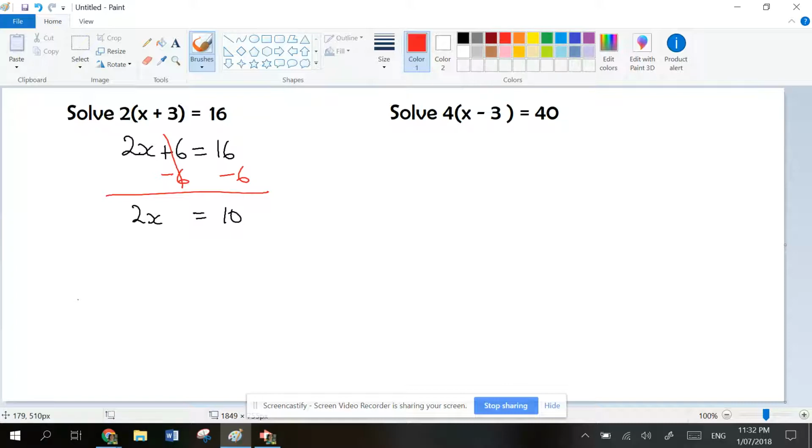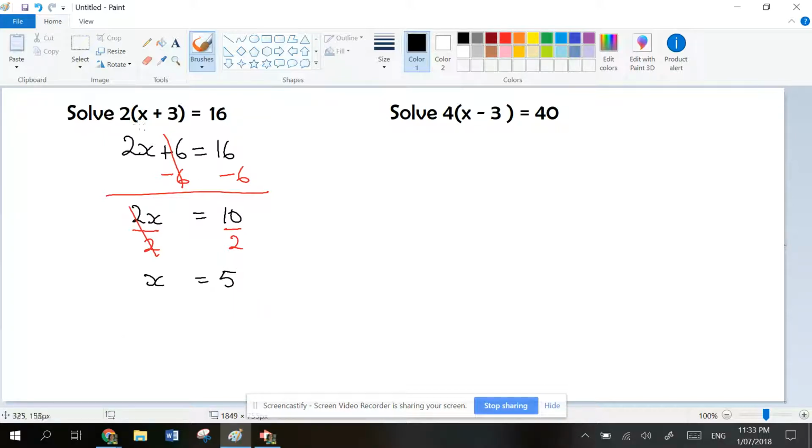Now, if we're just going to do this by guessing, 2 times x equals 10, x must be 5. But if we do it with a bit of algebra, divide by 2, the 2's cancel, and that leaves us on the left-hand side with just x equals 10 divided by 2, which is 5. The answer to this question is x is 5.